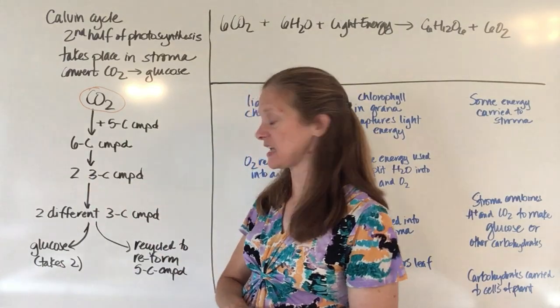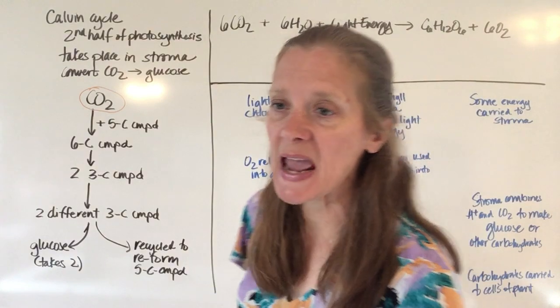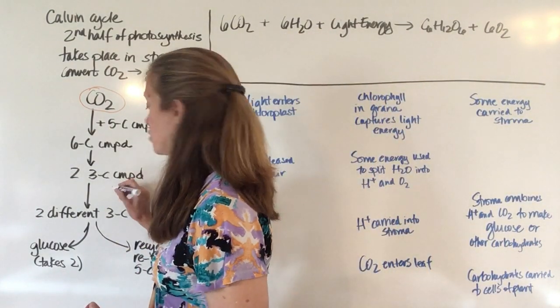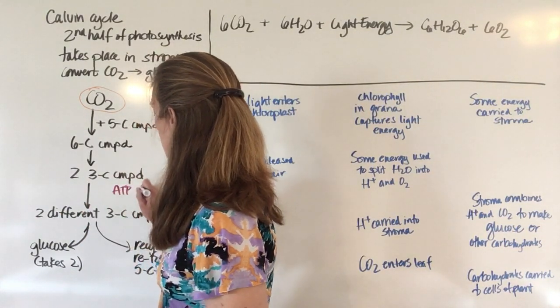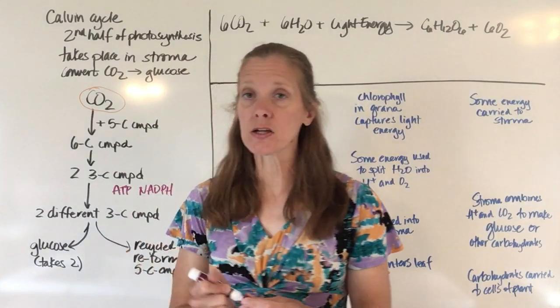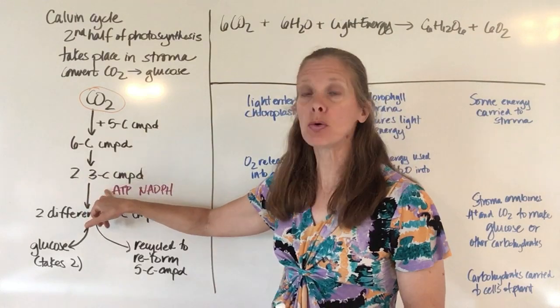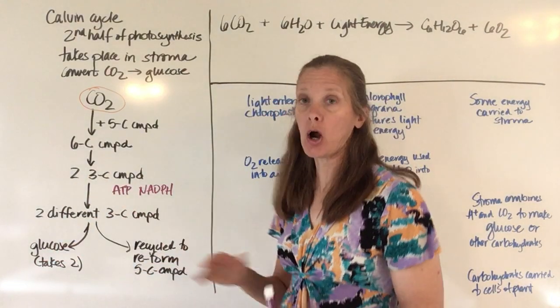Then you're going to take that ATP and the NADPH that we got from the light cycle. We're going to use the energy from those 2 high energy molecules, and we're going to rearrange these 2 3-carbon compounds into 2 different 3-carbon compounds.